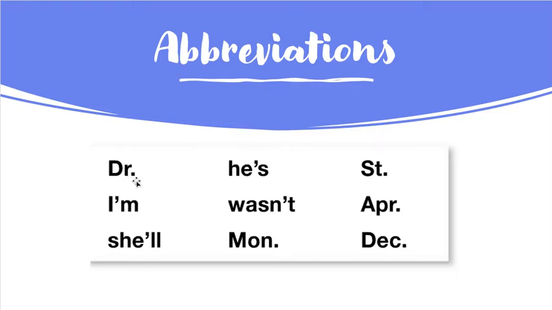So we have, this stands for doctor. We have he's, street, I'm, short for I am, wasn't, short for was not. This APR is April. It's an abbreviation for the month of April. She'll is short for she will. Mon is the abbreviation for Monday. And this DEC is the abbreviation for the month of December.